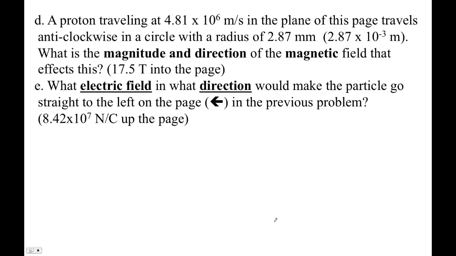All right, a proton traveling 4.81 times 10 to the 6 meters per second in the plane of this page travels anti-clockwise in a circle with a radius of 2.87 millimeters. What is the magnitude and direction of the magnetic field that affects this?